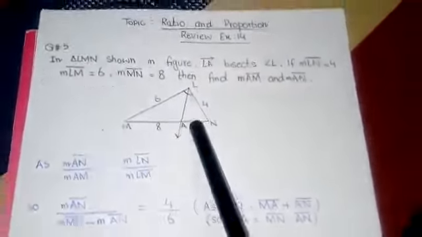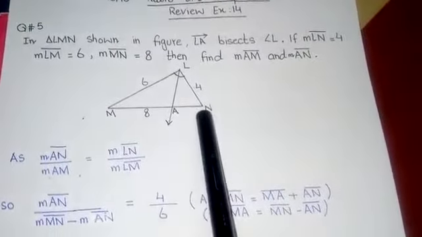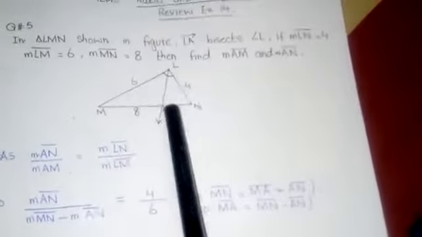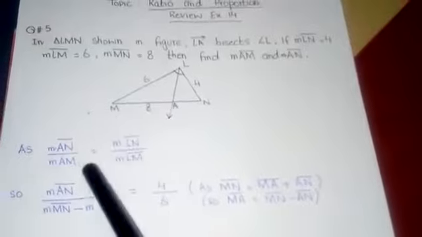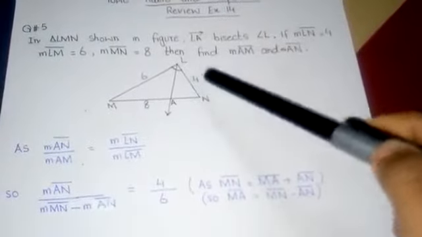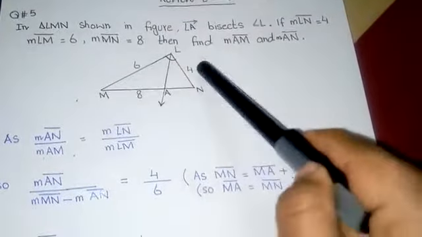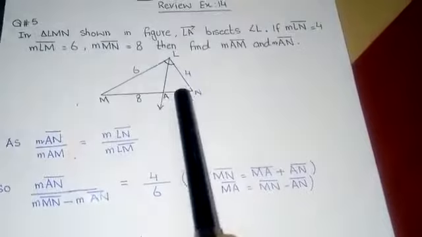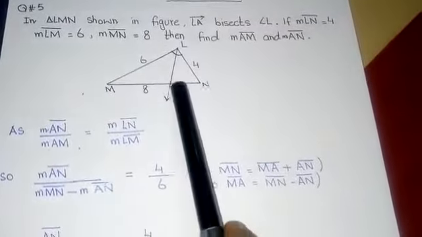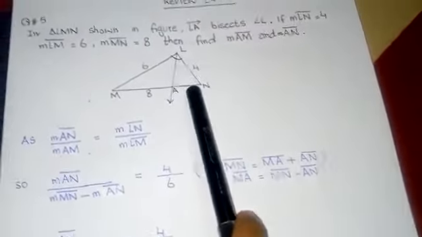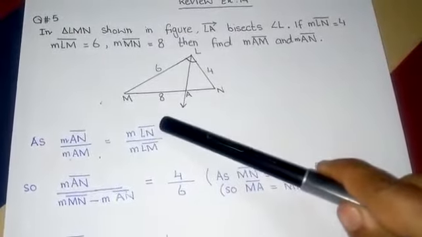So according to the third point, the ratio of these two portions, meaning MA over AN or AN over AM, is equal to the ratio of LN over LM. Is it clear? The ratio of these two sides is equal to the ratio of these two portions. One thing to remember: if you are taking this portion first, as I have taken AN, then I have to take this side first, meaning here LN will come first.